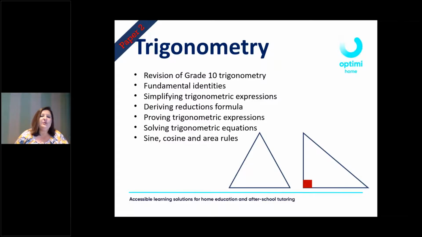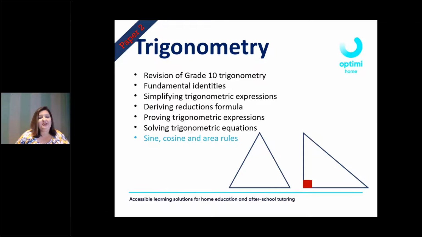Right, so these are all the topics that you need to do for trigonometry in grade 11. So you will revise your trigonometry of grade 10. We've done that in the previous webinar. Then fundamental identities and simplifying trigonometric expressions, deriving reduction formulas, proving trigonometric expressions, solving trigonometric equations, and lastly, sine, cosine, and area rules. These sine, cosine, and area rules are what we are going to do today.